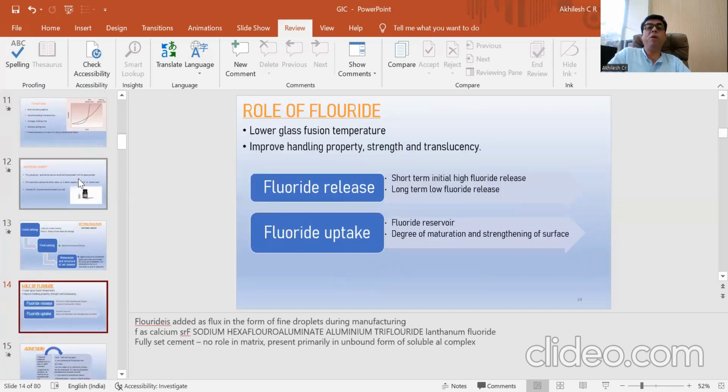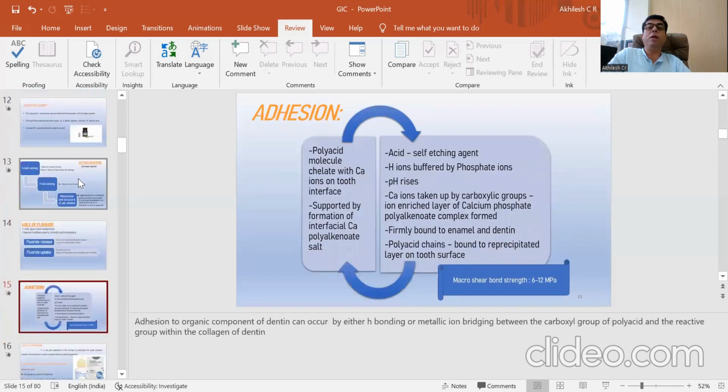Now, a very important thing: what is the role of fluoride in the glass? The fluoride lowers the glass fusion temperature, and improves the handling property, strength and translucency. For fluoride release, in the short term there is an initial high fluoride release, and in the long term a low fluoride release. The fluoride uptake is by the fluoride reservoir and depends on the degree of maturation and strengthening of the surface.